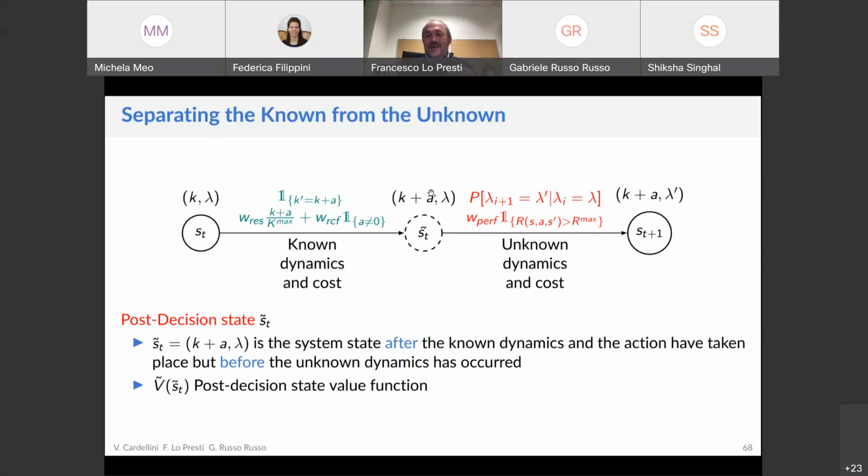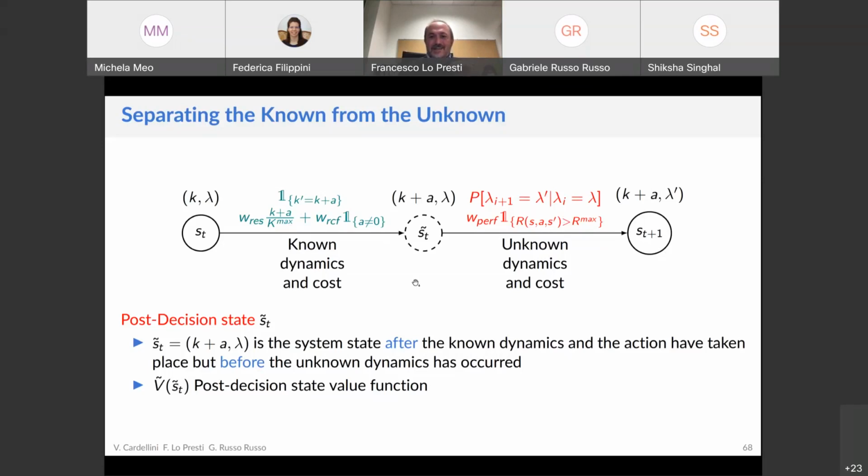The unknown part is, after I did my action, the impact of the change of arrival rate over the next interval, which I don't control, and the performance violation I might incur. This is the unknown part. Between the original state and the final state, I have an intermediate known as the post-decision state, which is the state after the action and the known dynamics and known cost have taken place, but where the unknown dynamics have not yet taken part.